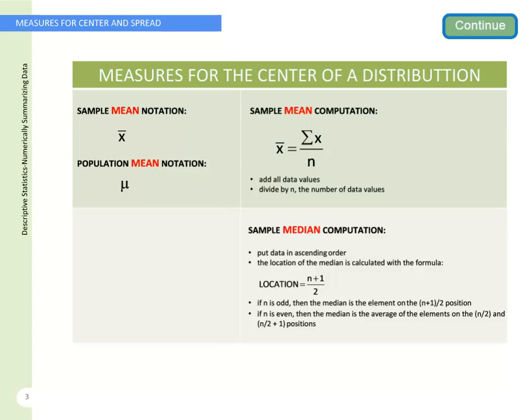Let's learn how to calculate the values of the mean and median, based on sample data. To get the sample mean, you add all the sample data values and then divide by n, which is the sample size. To get the median, you put the data in ascending order. Then find the location of the median using the formula (n plus 1) divided by 2. If n is odd, then the median is the element on the (n plus 1) over 2 position. If n is even, then the median is the average of the elements on the n over 2 and n over 2 plus 1 positions.